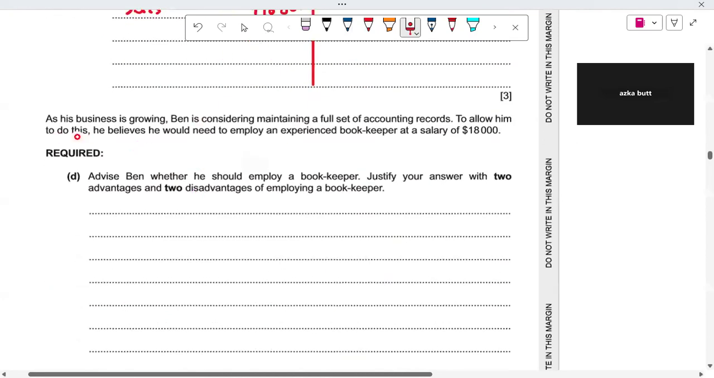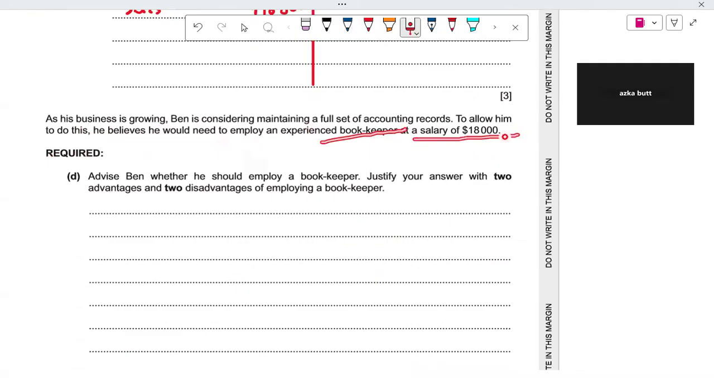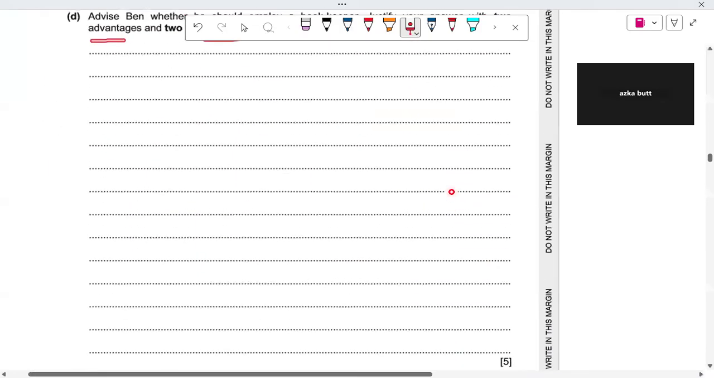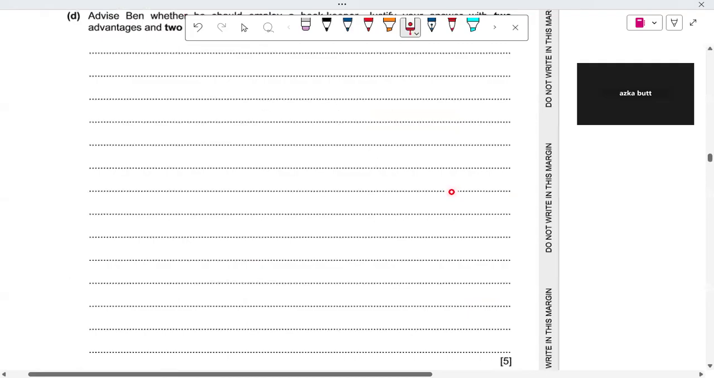Okay. And the next question is that as his business is growing, Ben is considering maintaining a full set of accounting records. To allow him to do this, he believes he would need to employ an experienced bookkeeper at a salary of 18,000. Advise Ben whether he should employ a bookkeeper. Justify your answer with two advantages and two disadvantages of employing a bookkeeper. Okay, so let's talk about the advantages first.